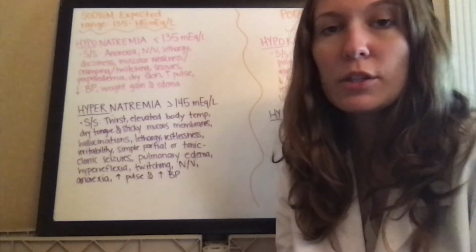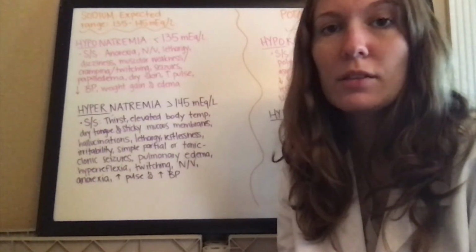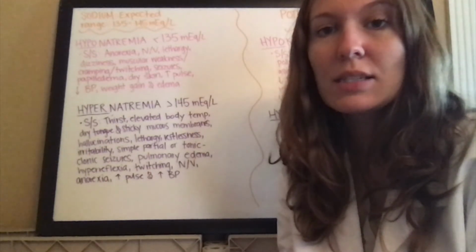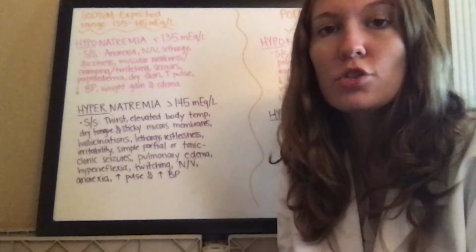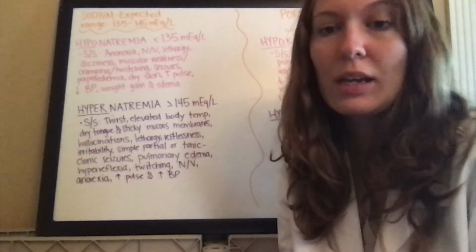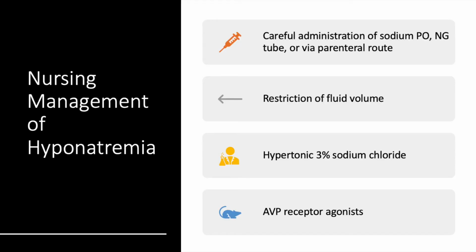Signs and symptoms include anorexia, nausea, vomiting, lethargy, dizziness, muscular twitching, cramping, or weakness, seizures, papilledema, dry skin, increased pulse, decreased blood pressure, weight gain, and edema. Nursing management of hyponatremia includes careful administration of sodium by mouth, NG tube, or via parenteral route. Restriction of fluid volume, hypertonic 3% sodium chloride, and AVP receptors such as IV conivaptan hydrochloride or tolvaptan.